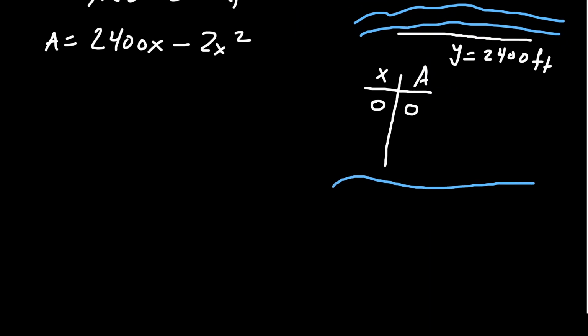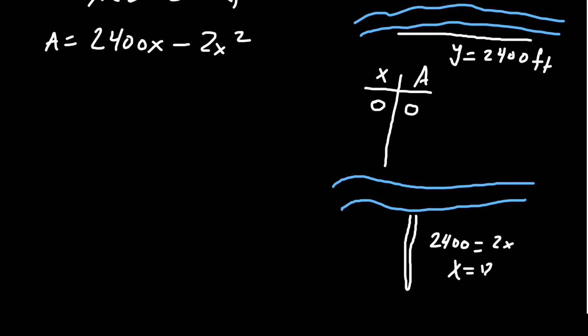On the other extreme, what if we put all of the fencing into the x and not into the y whatsoever? If we did that, we'd have a fence that goes down, and then a fence that comes back, where the thickness between them is nothing. In that situation, we would have 2400 equals 2x, because y is 0. So x equals 1200. Again, that seems silly, but that's the situation we have. If we put everything into the x, you're likewise going to get 0 area. This gives us the domain of the function, 0 to 1200.